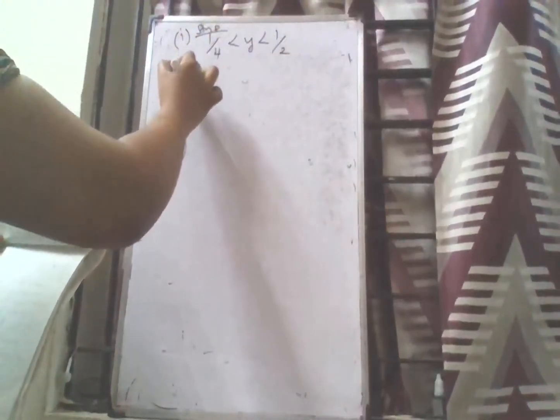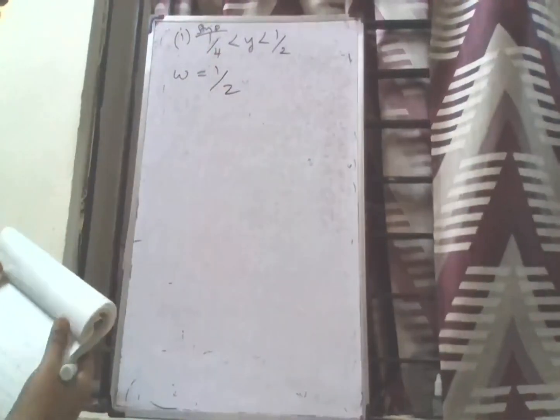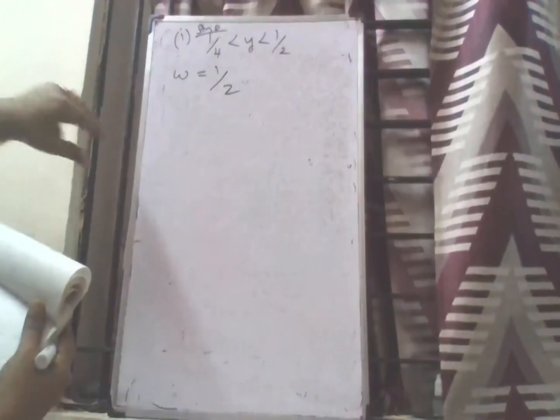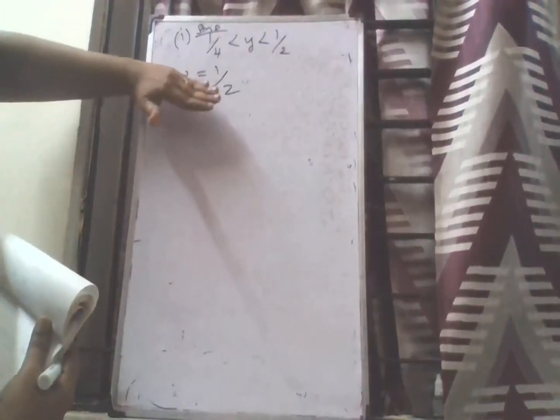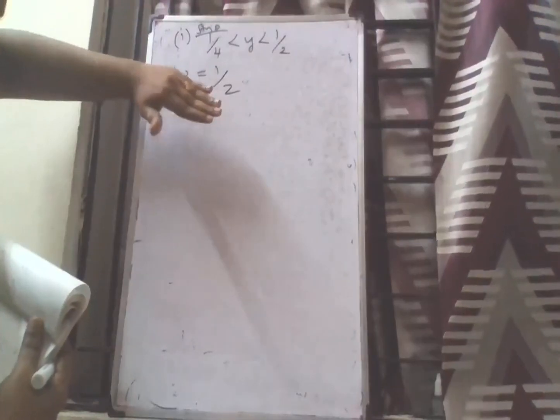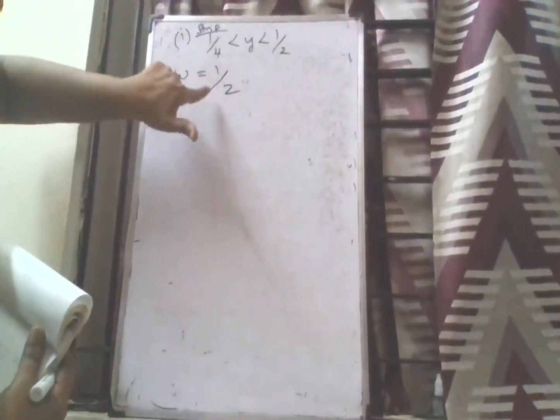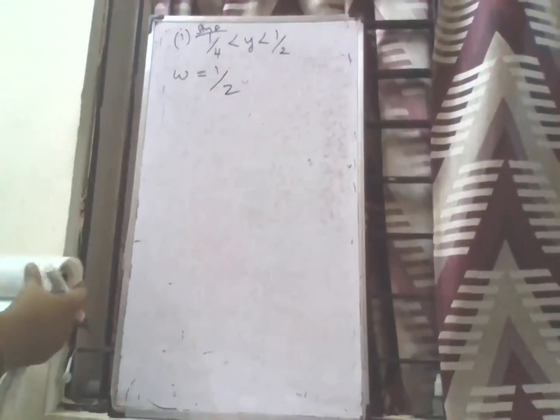Under the transformation, W is equal to 1 by Z. I think it seems to be inversion, no? Yes, W is equal to 1 by Z. Okay, so this is your transformation you have here. So let us find the image of this object. So the object is this strip, isn't it? Let us find the image of this strip using this transformation. Come on, I'll go for the problem.